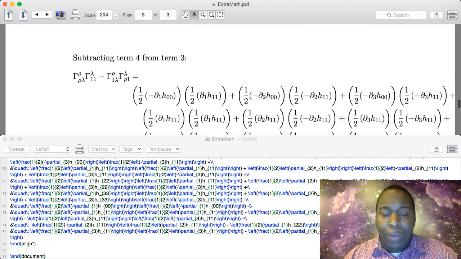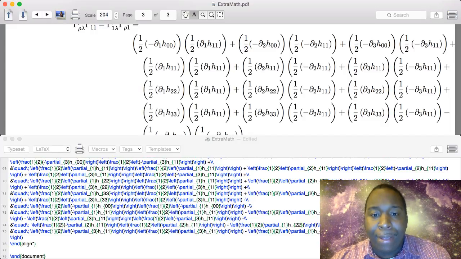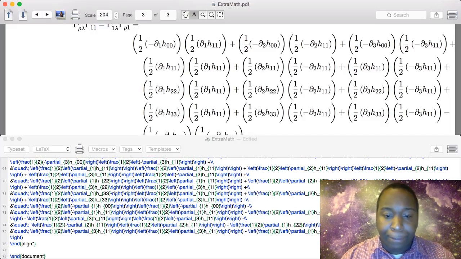So now that we have this, we can go ahead and find what the simplified form is by seeing what terms cancel out.